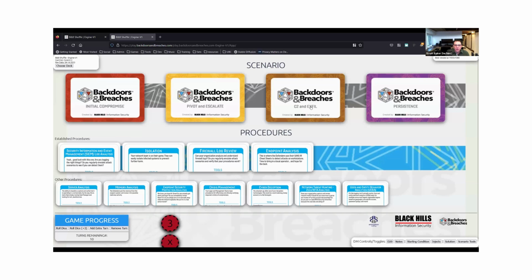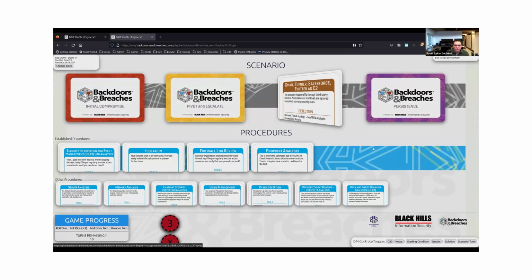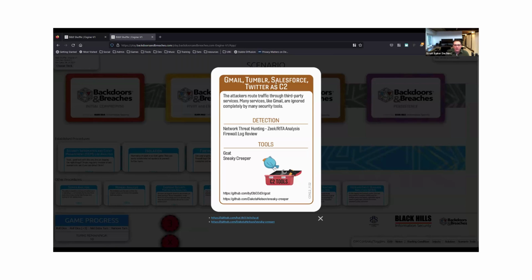The other 2 cards are how they're controlling it or exfiltrating data. So in this case, they're saying they're using Gmail, Tumblr, Salesforce, Twitter as a C2. C2 stands for command and control. And it's basically how attackers take control of the system and continue to issue it commands over time. Again, there's detections for how you might find that.